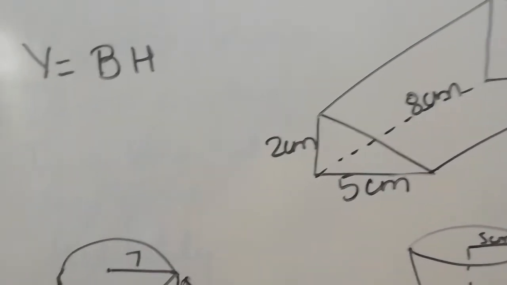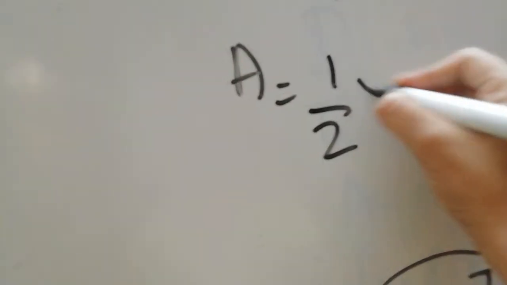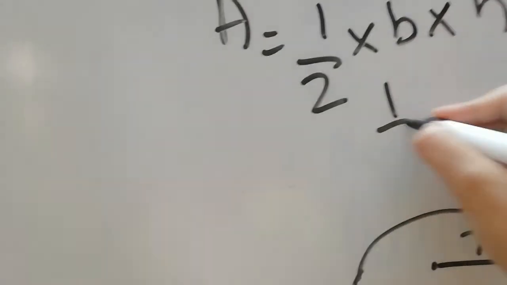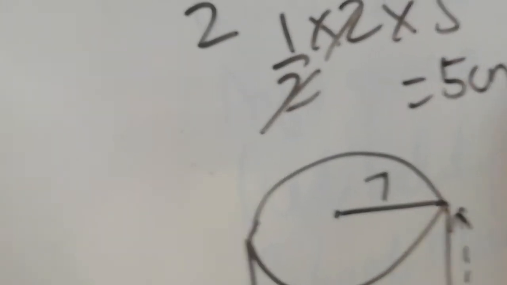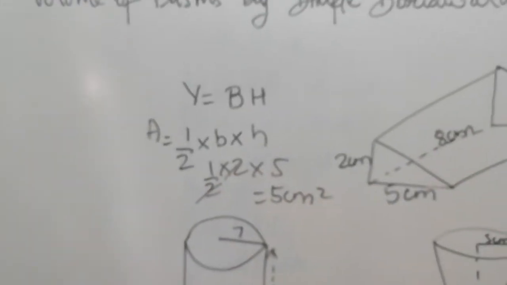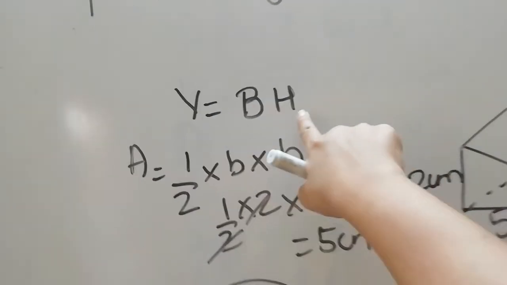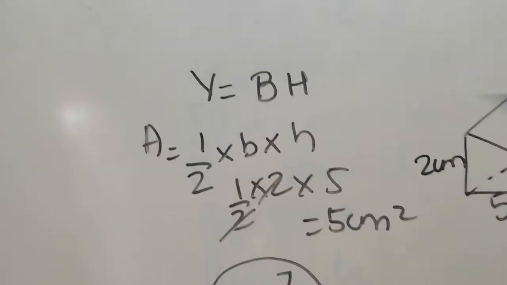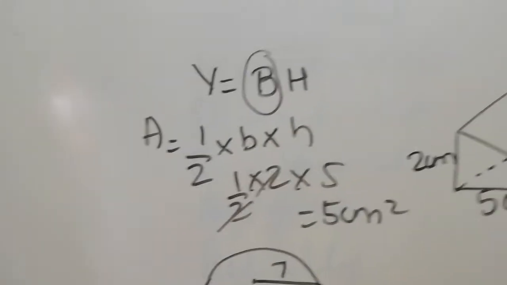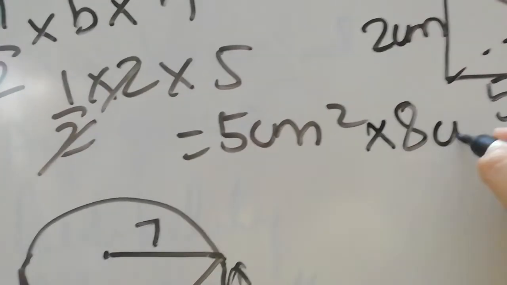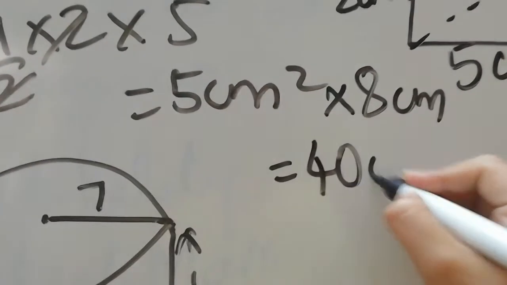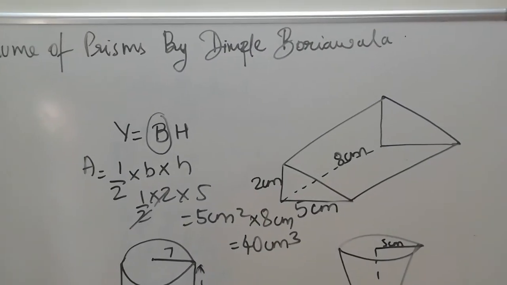So we will find the area of the triangle. Area of triangle is equal to half into base into height. So half into 2 into 5 is 5 centimeters square. Okay, now 5 centimeters square into this height, right? Because we have just found this capital B, which is half into base into height. So the height is 8 centimeters. So your answer is 40 centimeters cube. So we have understood over here what the volume of a triangular prism is.